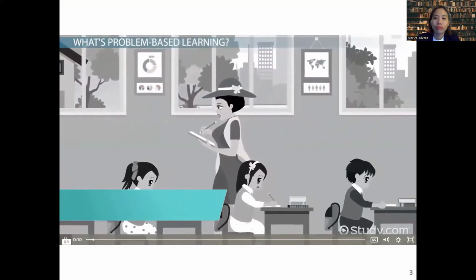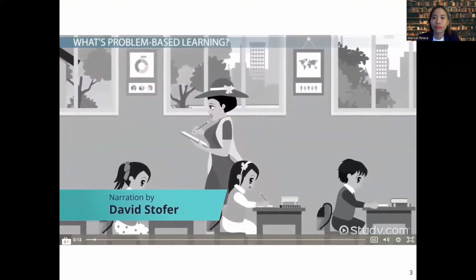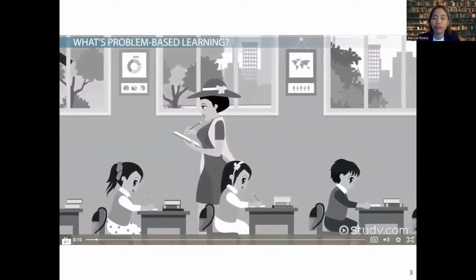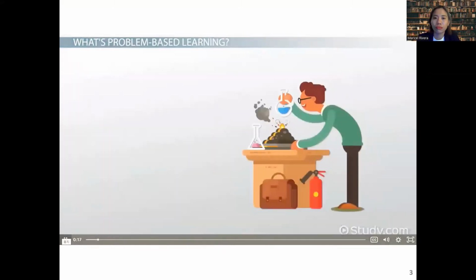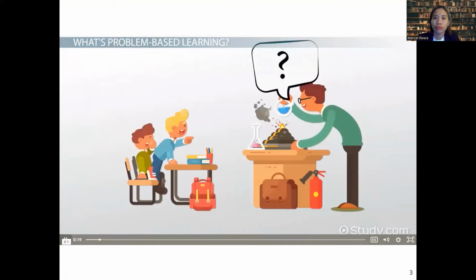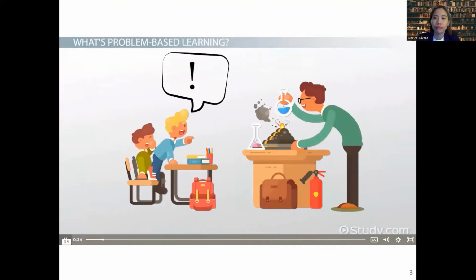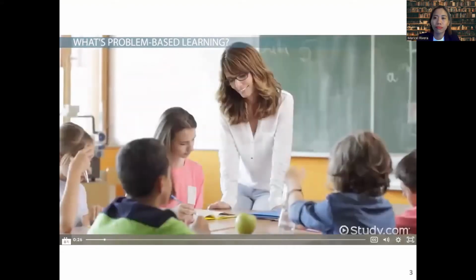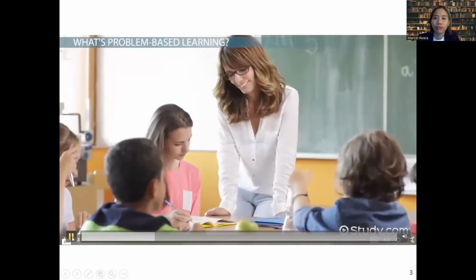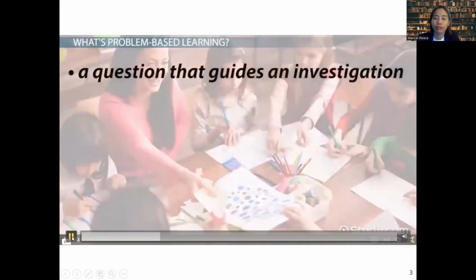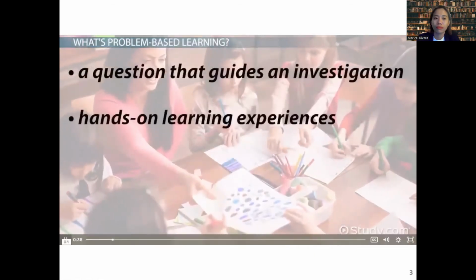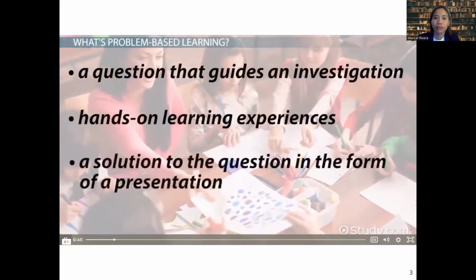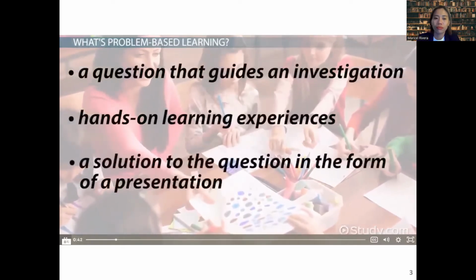At one time, schools were a place for children to be seen and not heard. They sat in straight rows and listened to the teacher lecture, then practiced skills independently. Does this sound familiar? Maybe you were lucky enough to be on the other side of that trend, where teachers interacted more with their students and made learning fun and engaging. These days, a popular teaching model is problem-based learning, or PBL. This method has several components that make it unique: a question that guides an investigation, hands-on learning experiences, and a solution to the question in the form of a presentation.